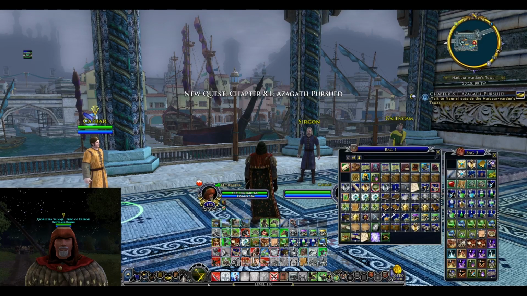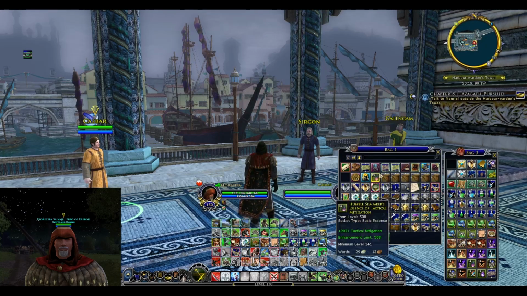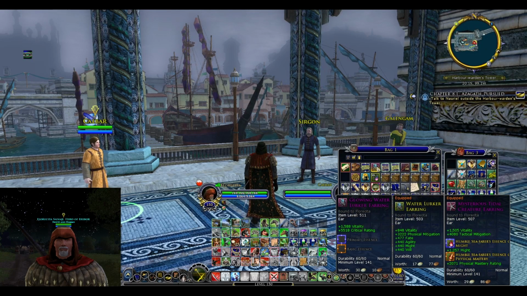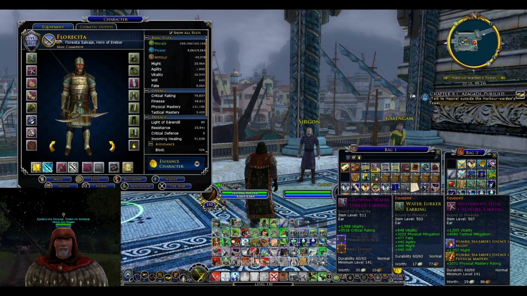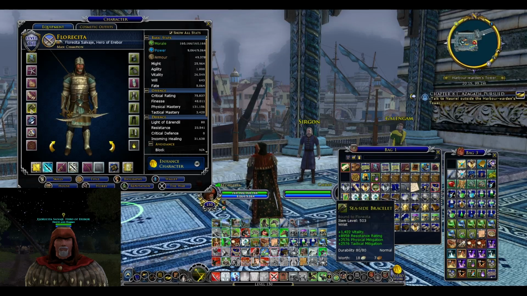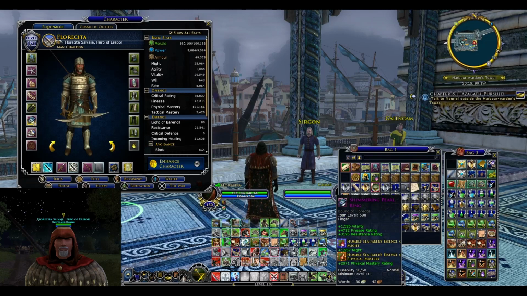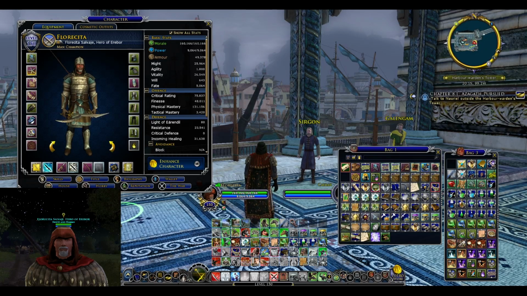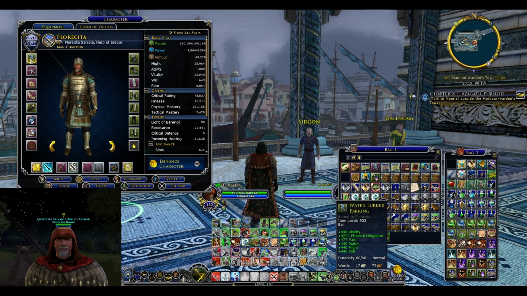Let's see where we're at. So we have earring. Okay. So we're going to replace that water lurker earring. Where's that? Let me see. Is that this guy? No, that's a bracelet. That's a ring. Where's the earring? Should be up here. That's it, the first one.